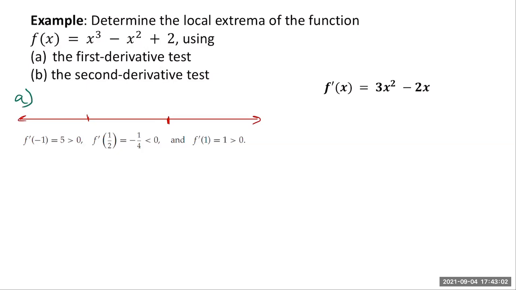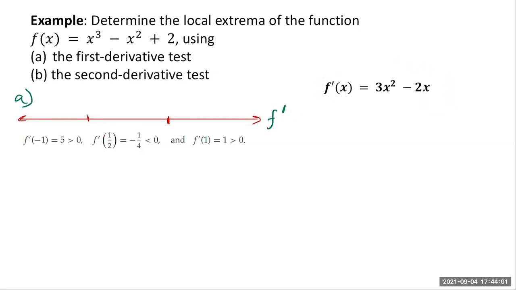Remember, to apply the first derivative test, we need to construct a sign chart for f prime. I want to know where my function f is increasing and where it is decreasing. That means I want to know where my f prime is positive and where my f prime is negative. For that, I'm going to construct a sign chart for my f prime. If you compute f prime, this is what you're going to get.